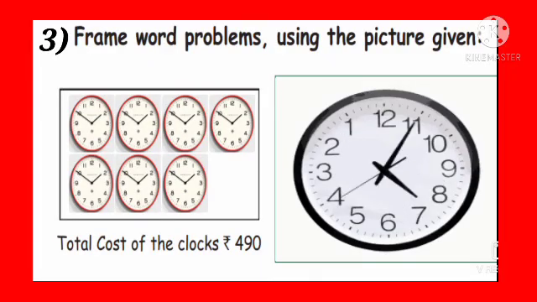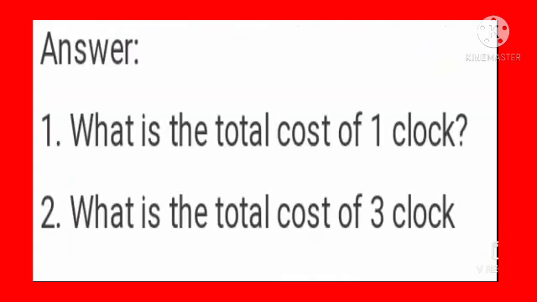Third problem, frame word problems using the picture given. Now children, here 1, 2, 3, 4, 5, 6, 7. 7 wall clocks are there. And here the total cost of the clocks, rupees 490, is given. By using this information, we have to frame questions. Now let us see the answer. What is the cost of 1 clock? What is the cost of 3 clocks?